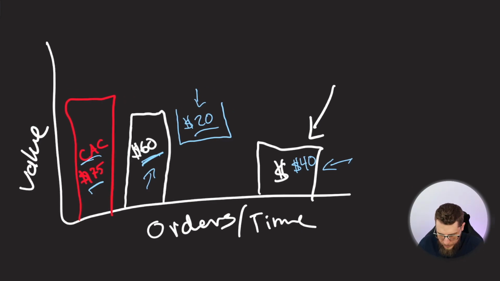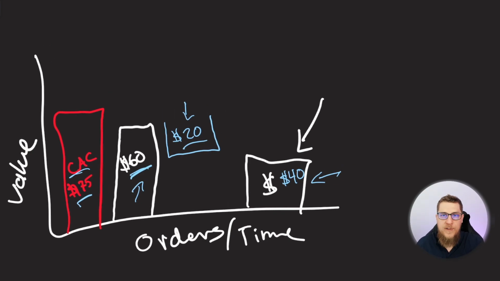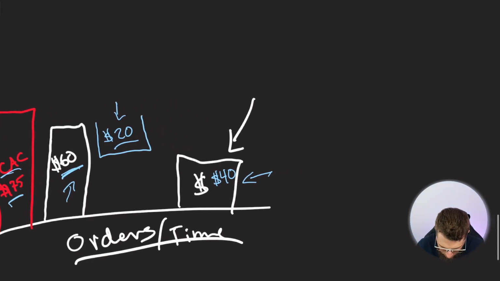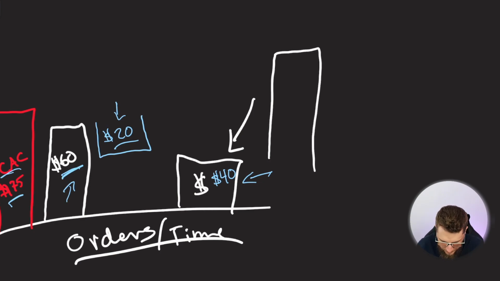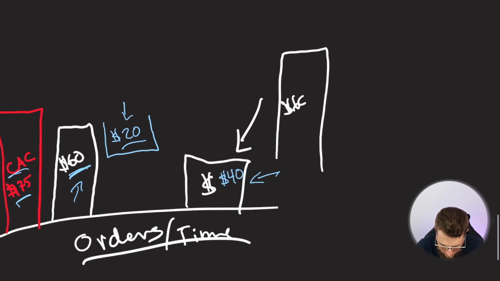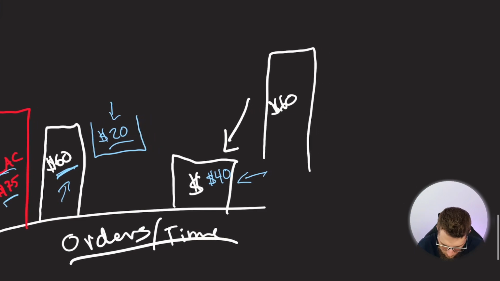So from here, what we can look at is the actual lifetime value of them as time goes on. As time goes on, they're placing more orders. So from $40, maybe they place another big order later in time, and it's for another $60. We're going to have the same situation happen, where there's $20 of costs associated with the order. So our margin is going to be another $40.